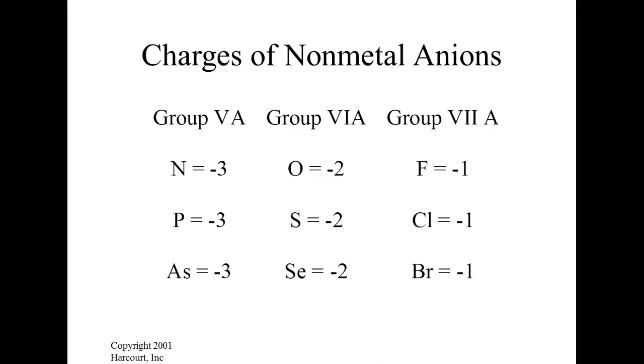So remember, nonmetal anions have charges based on their group number. Group 5 wants 3 more electrons, so they become -3 ions. Group 6 wants 2 more electrons, so it becomes a -2 ion. And group 7 wants 1 more electron, so they become -1 ions. So remember to label that on your periodic table.